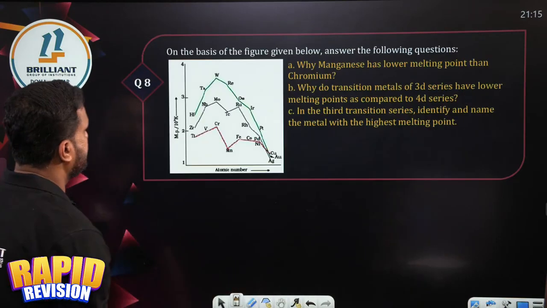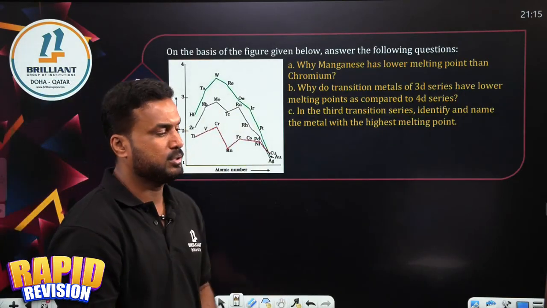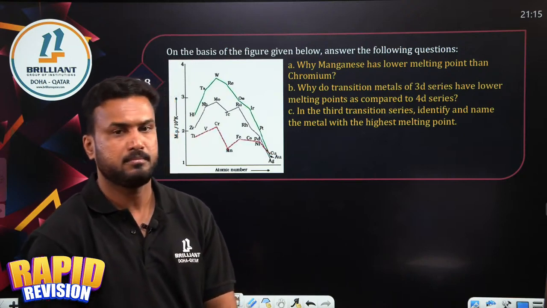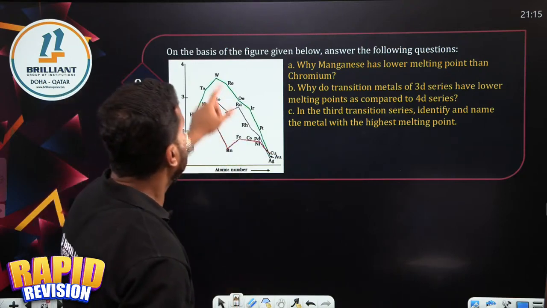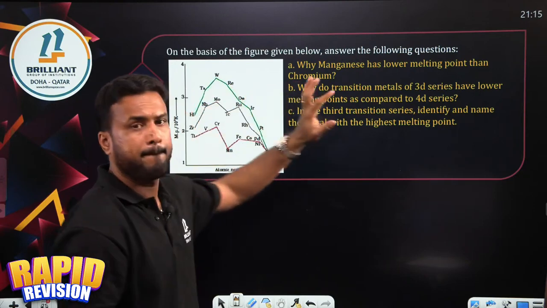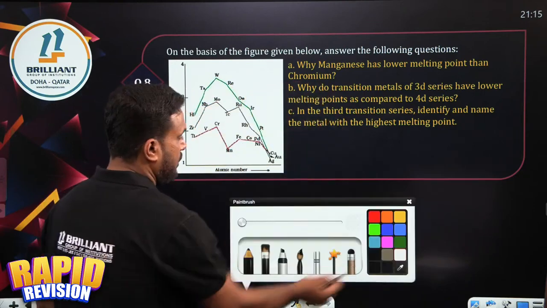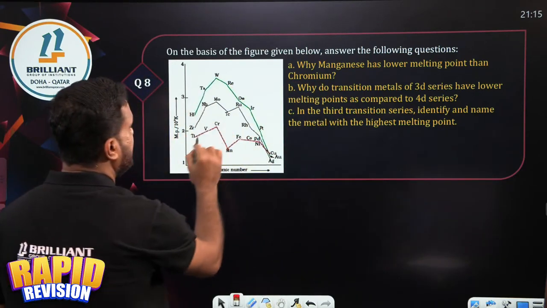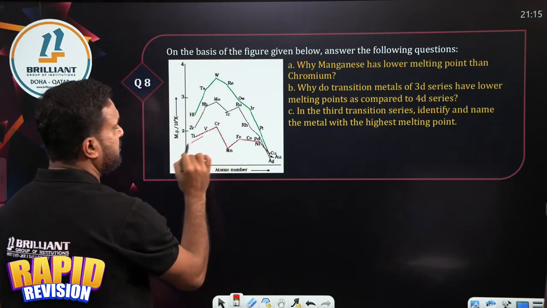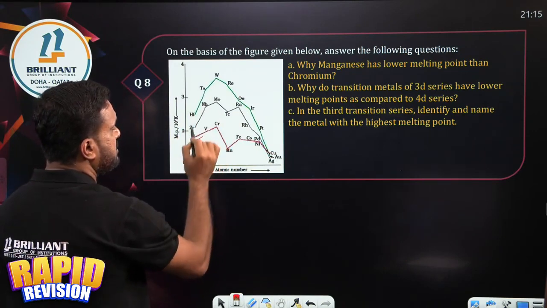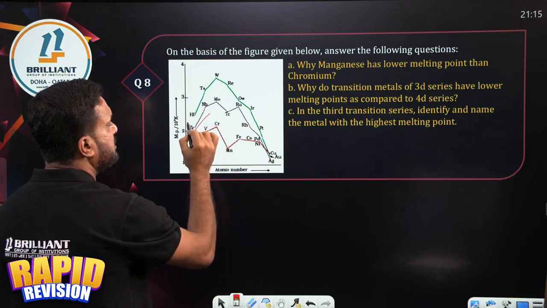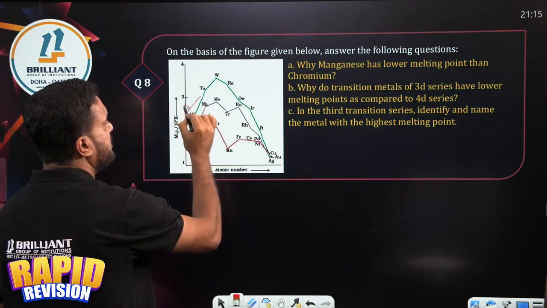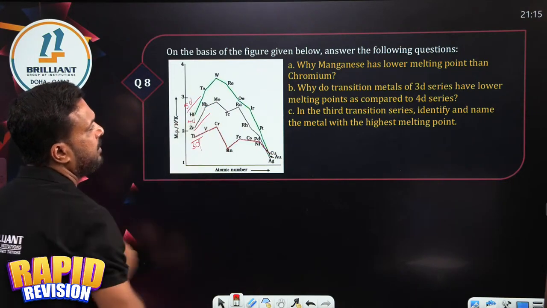Fine. Question number 8. This is another question from the previous board. A graph is given. It's easy only. I think it's visible. So here the question is, see, 3 series are given. One is starting from titanium, vanadium, that is the 3d series. Zirconium, niobium, that is the 4d series. This is the 5d series, that is 3d, 4d, 5d.